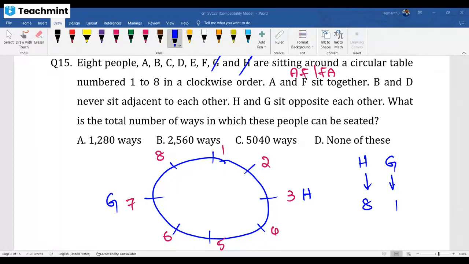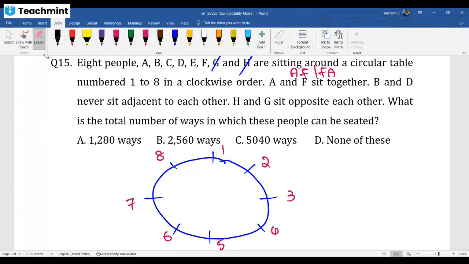Fine, let's see the solution without any delay. Some people may have a doubt, sir, why you arranged G and H first? Okay, let's go with A and F first. It's all up to you, there is no problem for that. You see, at the end also the same answer will come, no issue.